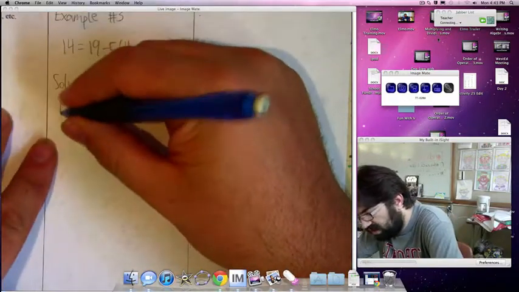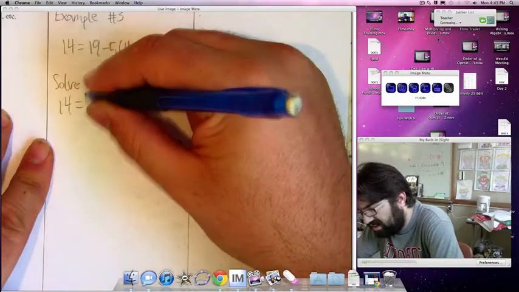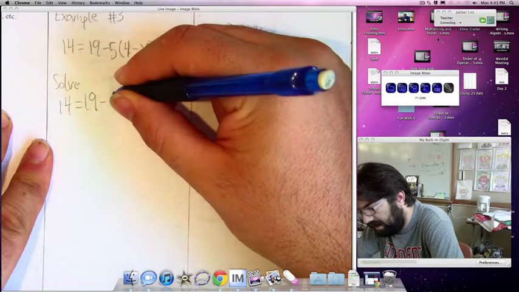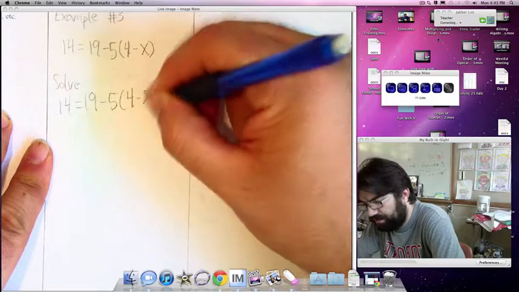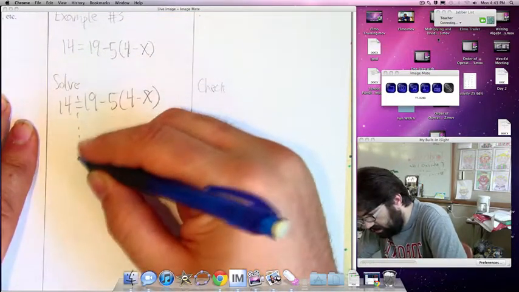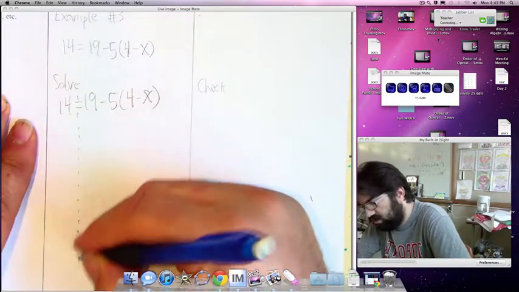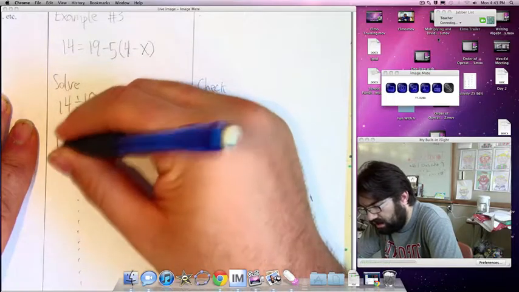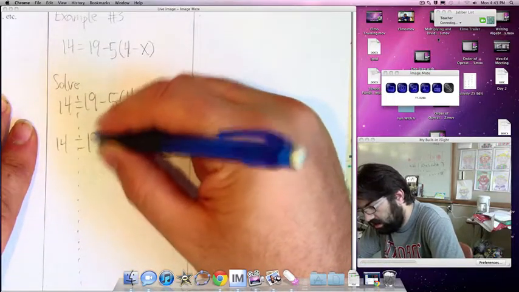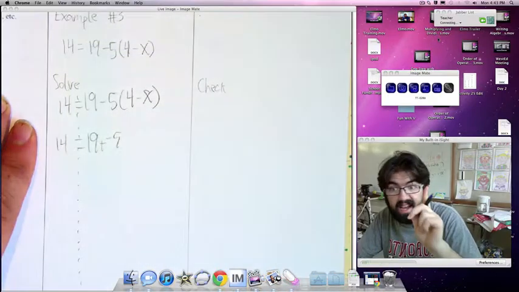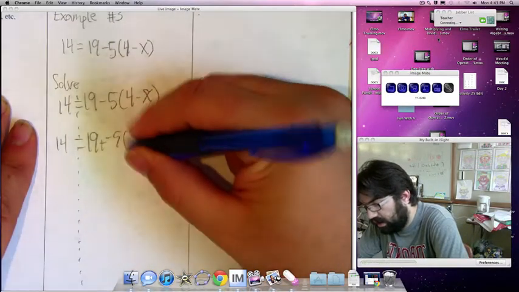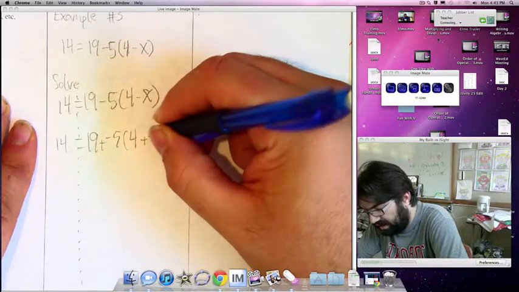We've got 14 is equal to 19 minus 5 times the difference of 4 and x. Bounce line. Let's take it downtown. I'm going to rewrite. Plus negative 5, and that's going to be really important in a minute. Pay attention to why that's important. Plus negative x.